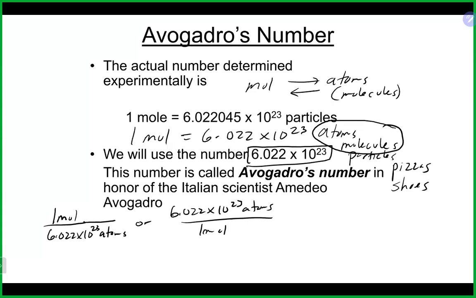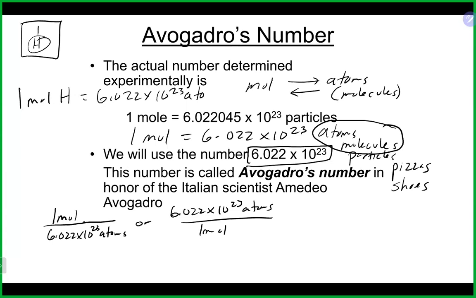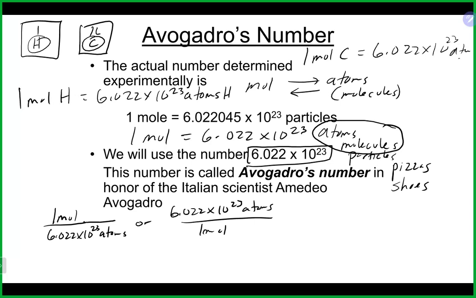Now, you could take anybody off the periodic table, like hydrogen, and you could say in 1 mole of hydrogen, there is 6.022 times 10 to the 23 atoms of hydrogen. You could take carbon off the periodic table and say in 1 mole of carbon, there is 6.022 times 10 to the 23 atoms of carbon. And obviously, for each of those, you could write 2 conversion factors if you need to use it in a conversion problem.